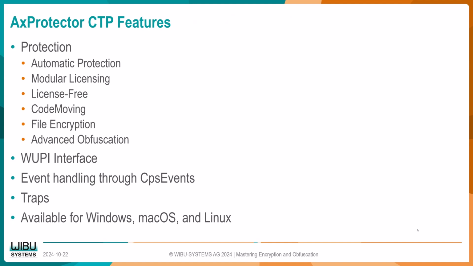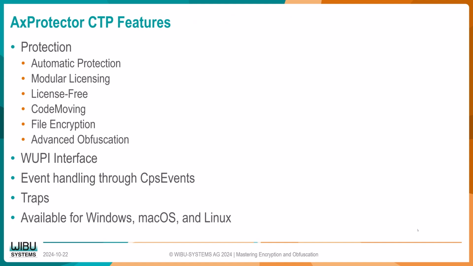And this is the only feature which has a difference between CTP and AxProtector Classic, because this advanced obfuscation feature is a CTP only feature. With the advanced obfuscation, we can do more than just the basic obfuscation that Axel showed you, and Axel will also show you more details about the advanced obfuscation in the next minutes. So this is the difference between CTP and AxProtector Classic.